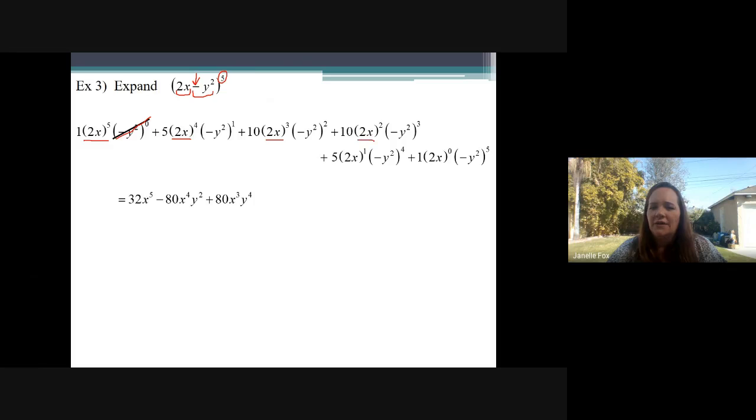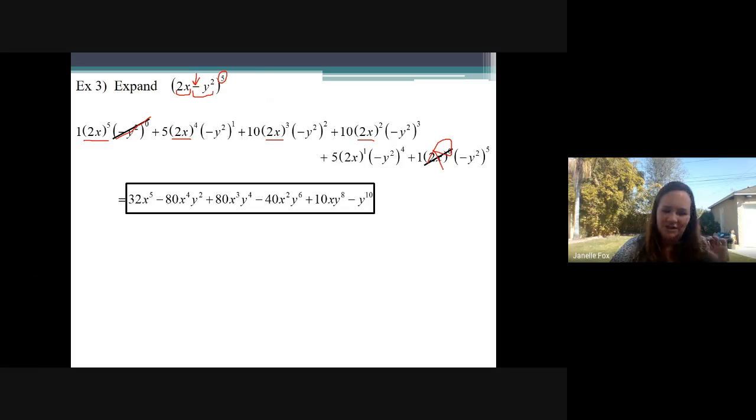Over here, the 2 squared is 4. 4 times 10 is 40, and then a -1 is going to give us a -40, and then x squared and y to the 6th. The 5th term of this guy would just be 5 times 2 times a +1, so 5x and y to the 8th. And last but not least, this 2x to the 0 is going to go away. And then we just get a minus y to the 10th. And that is your gorgeous answer. Isn't that nice? Nice and fun.